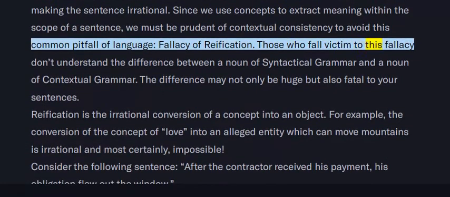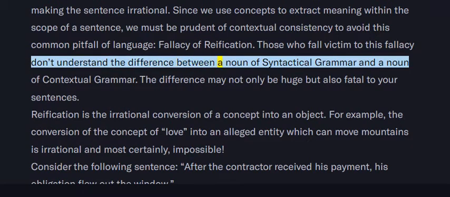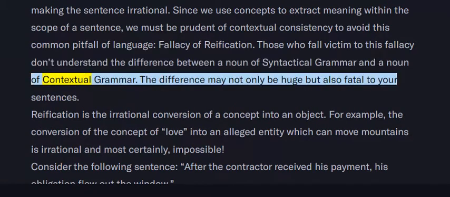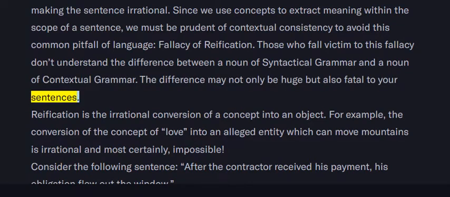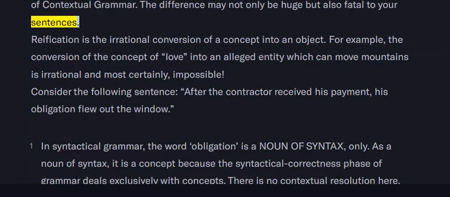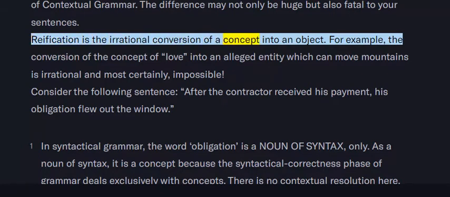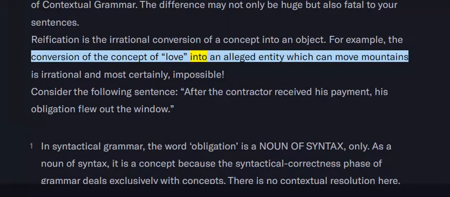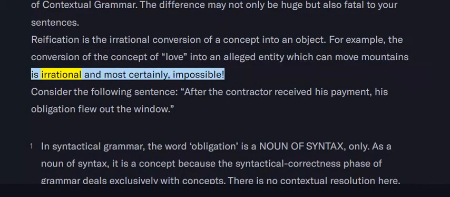Those who fall victim to this fallacy don't understand the difference between a noun of syntactical grammar and a noun of contextual grammar. The difference may not only be huge, but also fatal to your sentences. Reification is the irrational conversion of a concept into an object. For example, the conversion of the concept of love into an alleged entity which can move mountains is irrational and most certainly impossible.